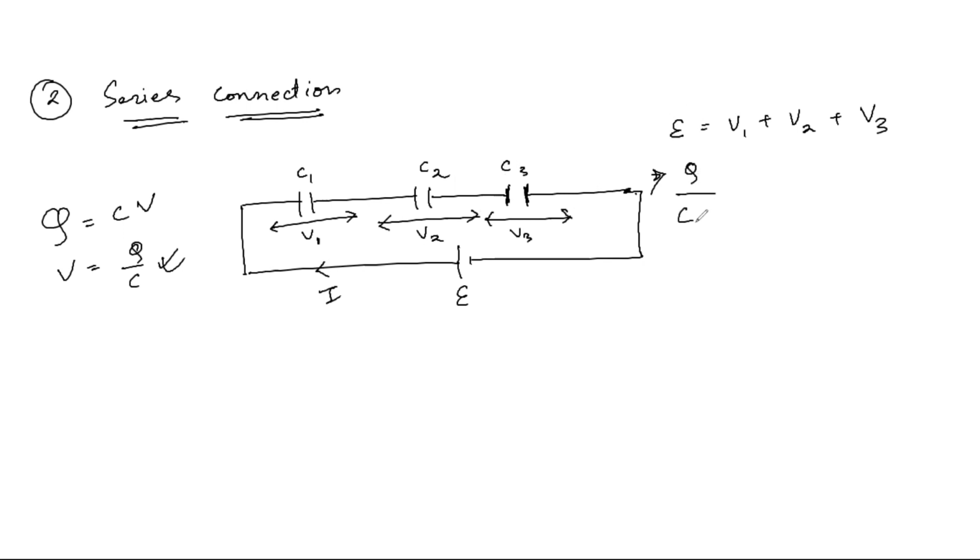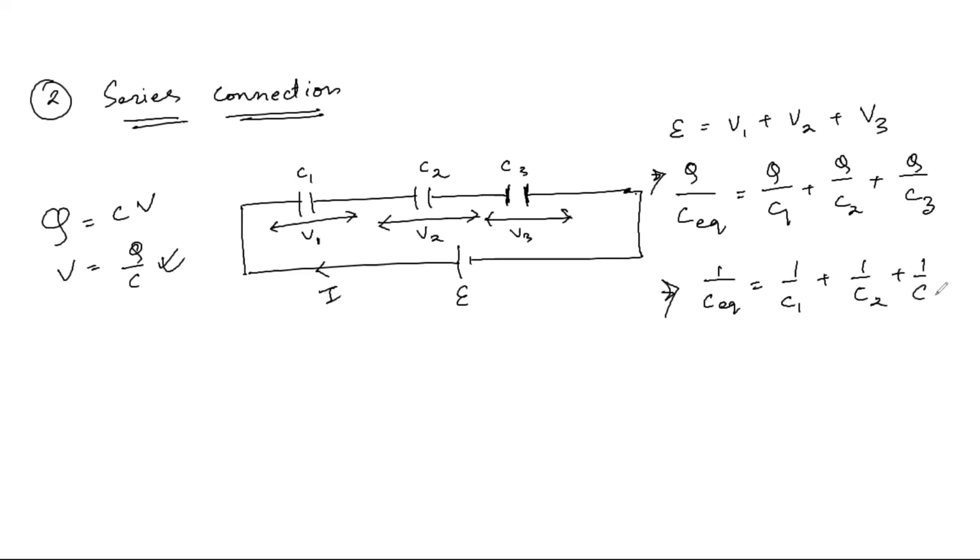But since this is my net EMF, here we are going to write the equivalent capacitance. In place of V1, we'll have Q by C1. V2 will be replaced by Q by C2. And V3 will be replaced by Q by C3. So when you cancel out this Q term on the left hand side and the right hand side, you get 1 by C equivalent, which is nothing but 1 by C1 plus 1 by C2 plus 1 by C3. So this is how we find our equivalent capacitance when the capacitors are connected in series.